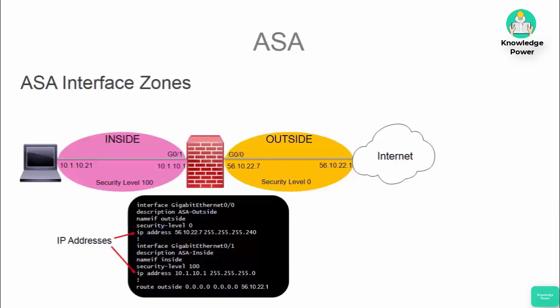Next, we of course need IP addresses assigned to the zone interfaces to be able to provide IP connectivity. Finally, we need to add a default route using the outside zone as the egress interface so that the inside zone can route through the firewall and access resources on the internet. Now we'll jump back into the lab and we'll provision our lab ASA with these interface parameters.